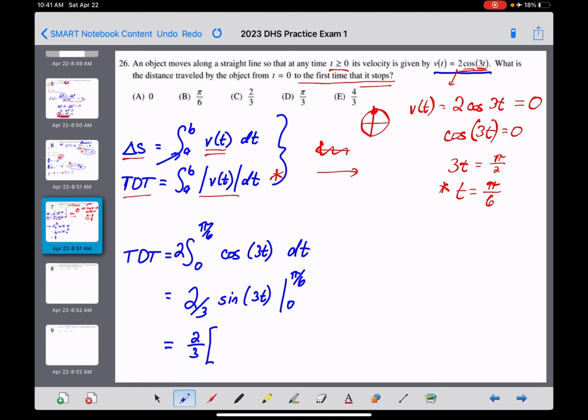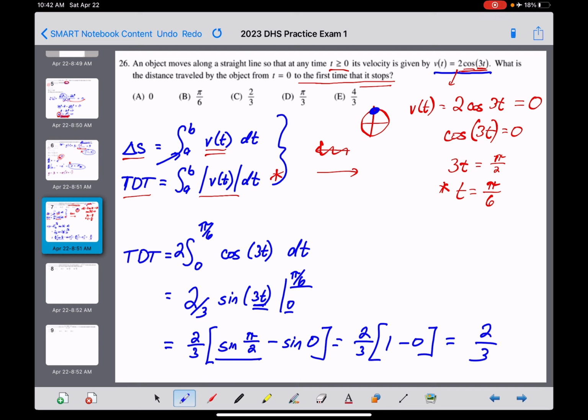Okay, what do we got now, guys? 2/3 times, and let's start a set of brackets. Let's put that pi over 6 in for t here. So 3 times pi over 6 is going to be pi over 2, so this will become the sine of pi over 2, got it, and then minus the sine of 3t times 0 is just 0, so there you go. So what does that get us? 2/3 times, and the sine of pi over 2, straight up here, my y value is 1, the sine of 0 is 0, and it looks like our answer right here is 2/3.